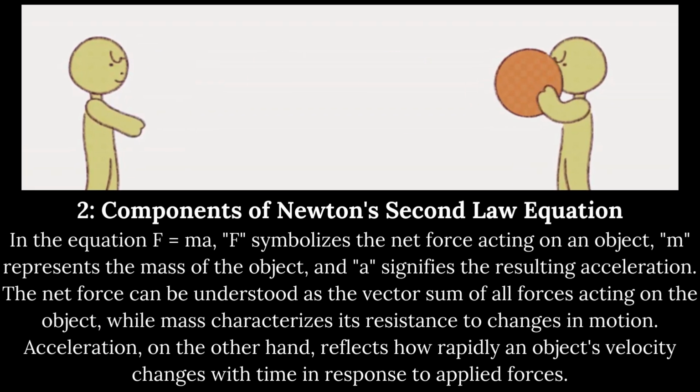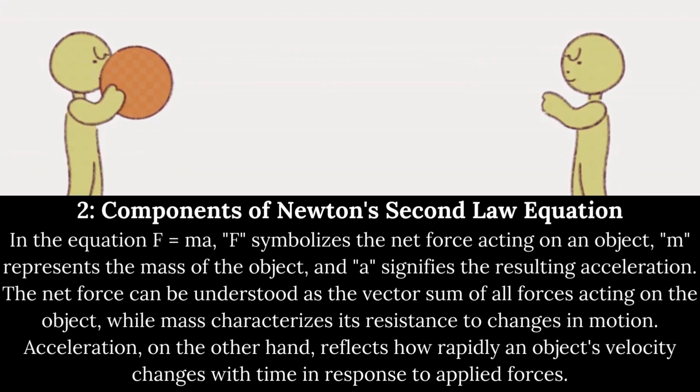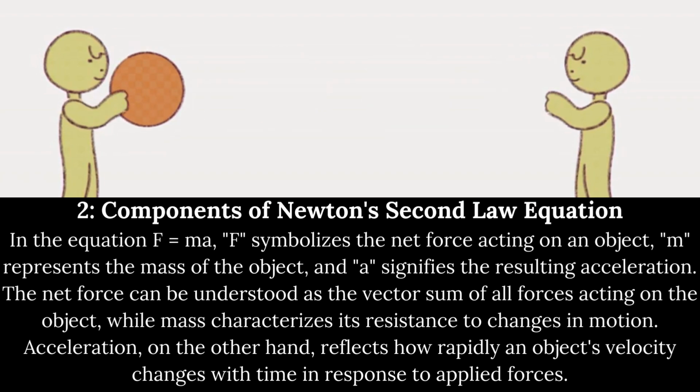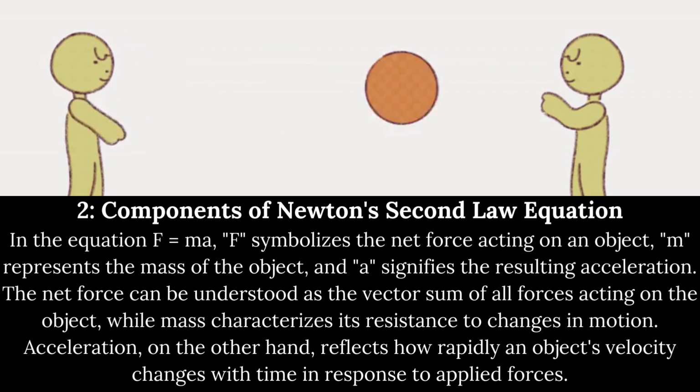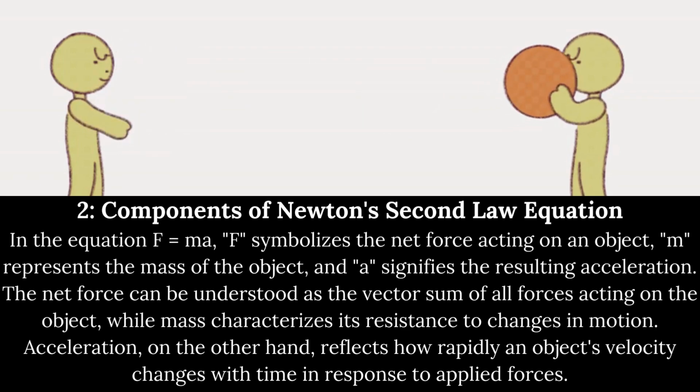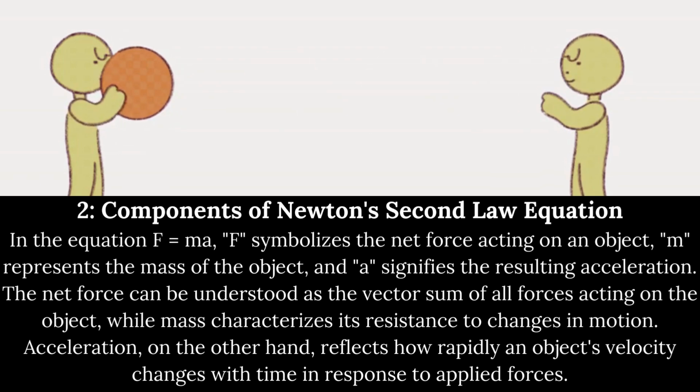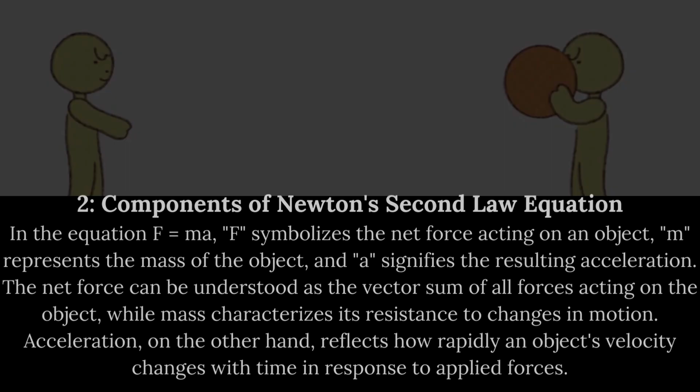2. Components of Newton's second law equation. In the equation F equals ma, F symbolizes the net force acting on an object, m represents the mass of the object, and a signifies the resulting acceleration. The net force can be understood as the vector sum of all forces acting on the object, while mass characterizes its resistance to changes in motion. Acceleration, on the other hand, reflects how rapidly an object's velocity changes with time in response to applied forces.